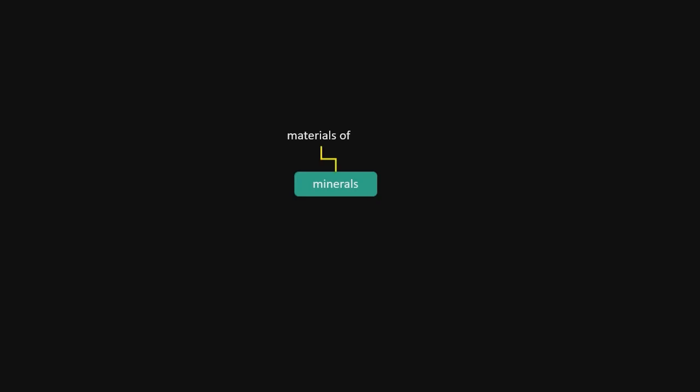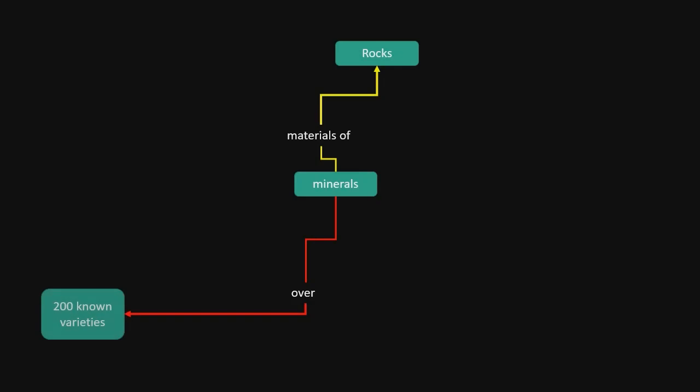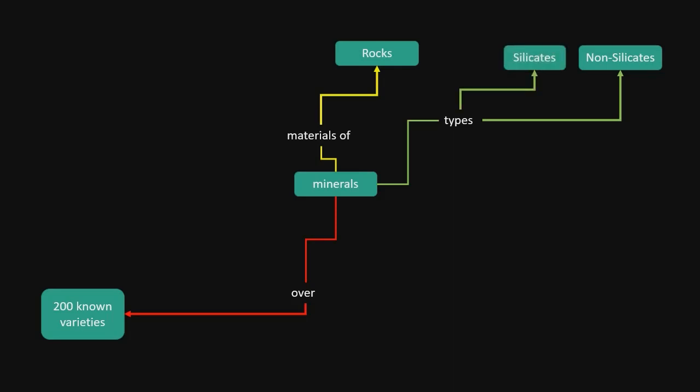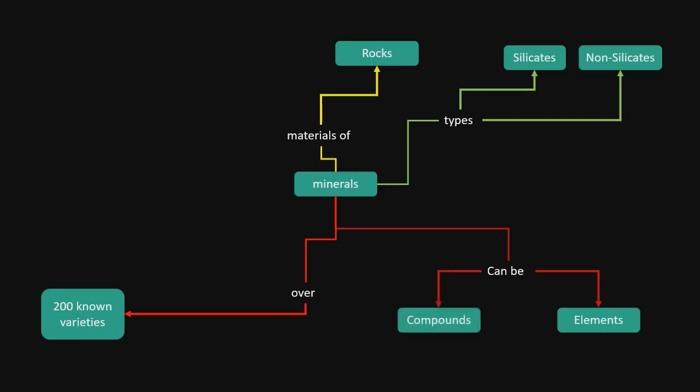Minerals are the material that makes rocks. There are over 200 known varieties of minerals that are present in our planet. Mineral types are non-silicates and silicates. Minerals can be elements or a compound.